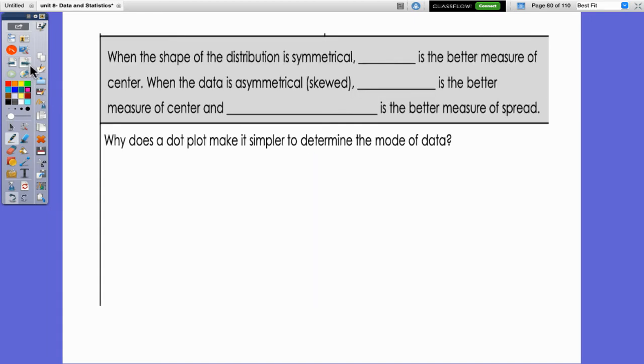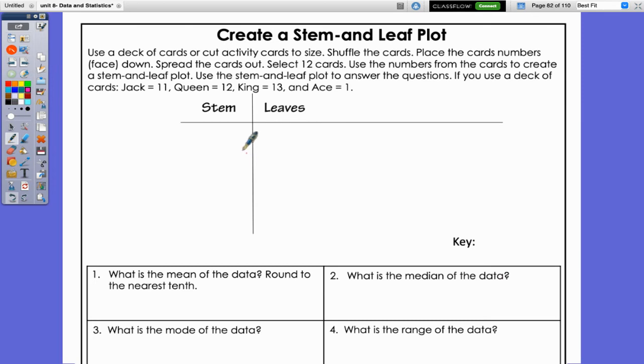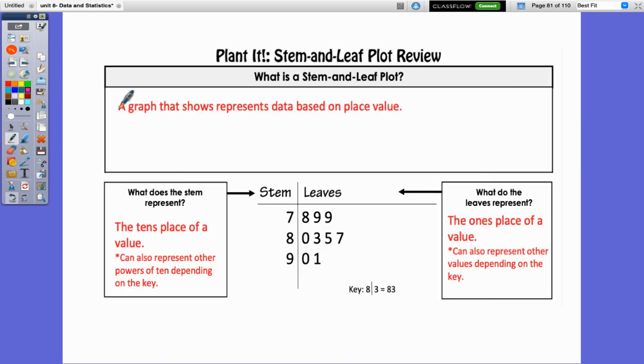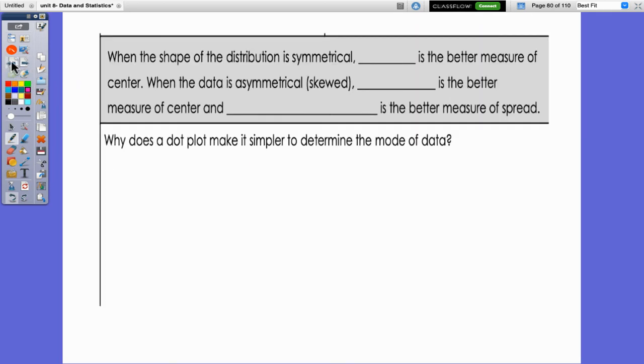Okay, last thing we're going to do. When the shape of the data is symmetrical, the mean is a better measure. When it's asymmetrical or skewed, the median is the better measure of center, and the interquartile range is the better measure of spread.